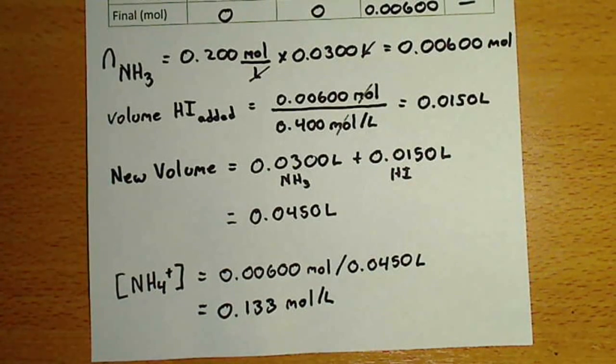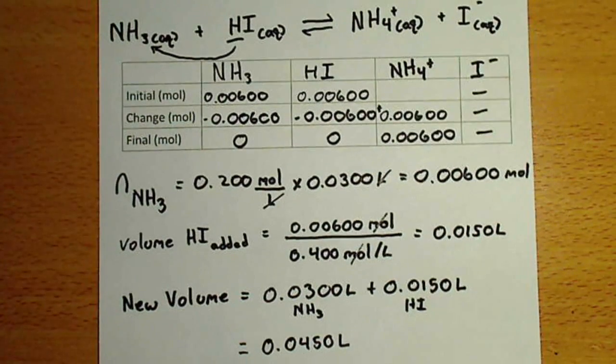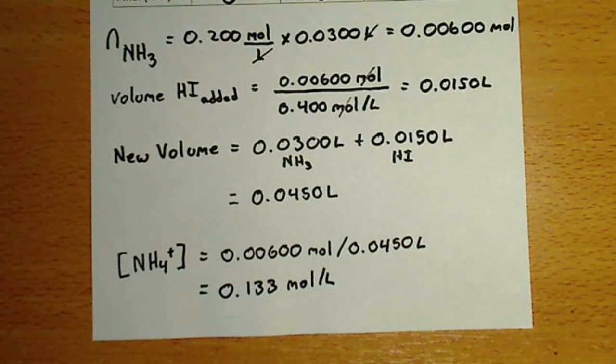And maintaining my 3 significant figures, I get a concentration of 0.133 mole per liter. Now that I know the concentration of the conjugate acid produced from my initial reaction, I can determine the pH as though I was asked a question in which I was provided the concentration of an acid and asked to find its pH.